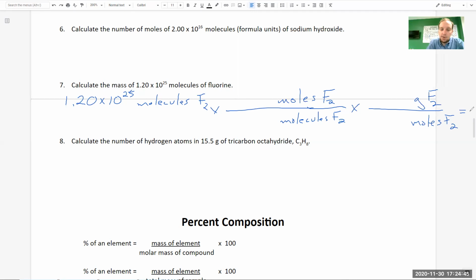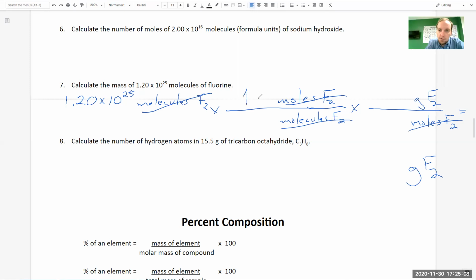Okay, now that we have that, molecules will cancel out with molecules, moles will cancel out with moles, and our answer will be in grams of F2. Now that we have the units, they all cancel out, everything looks good. Now we go back and do the numbers. Trust me, again, it's easier that way. Do not do the numbers as you do the units because you'll get more confused.